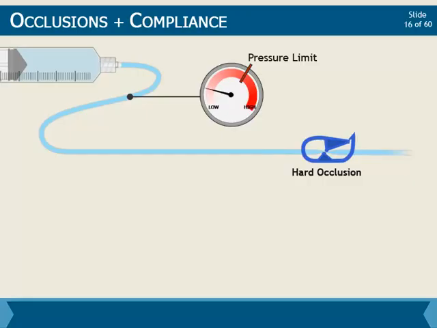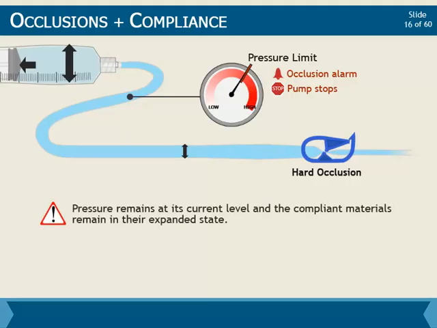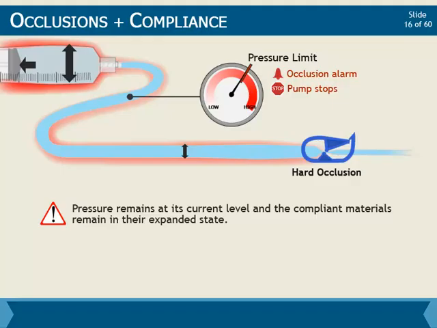With a hard occlusion, as back pressure builds within the IV setup, it pushes on the compliant plunger head, syringe walls, and tubing. In an effort to alleviate the pressure, the compliant components deform, expanding the internal volume. The extent of this expansion will depend on the material's compliance, with more compliant materials deforming to a greater extent. As the materials deform, the pressure will continue to rise until the flow is stopped. However, when the occlusion alarm sounds and the flow is stopped, the pressure remains at its current level and the compliant materials remain in their expanded state.